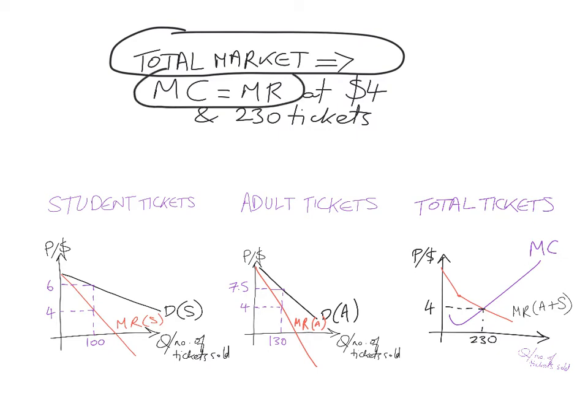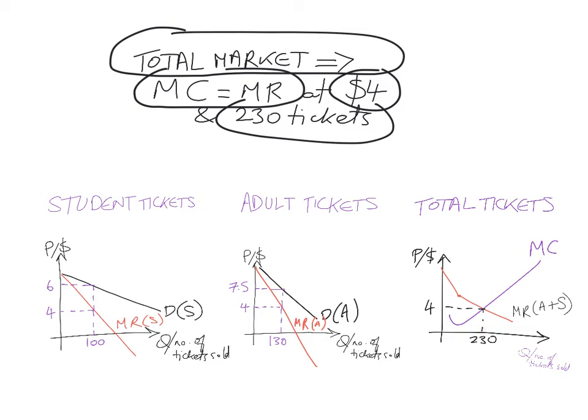cost equals marginal revenue. So let's assume that marginal cost is equal to marginal revenue at $4, and this would allow the cinema to sell 230 tickets. So marginal revenue and marginal cost intersect at $4 here, and this allows the cinema to sell 230 tickets.